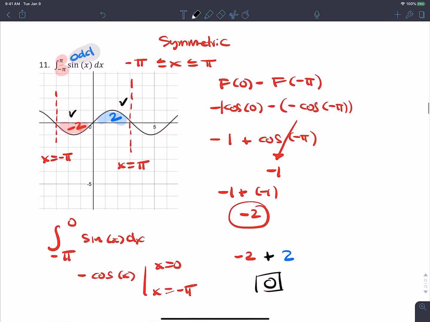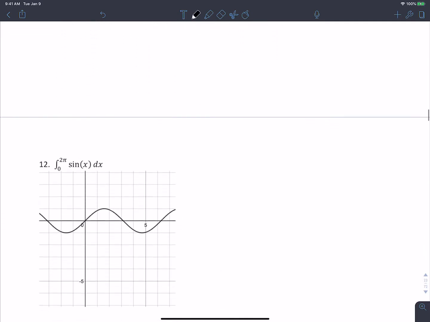Take a look. I wanted to piece it together. You don't have to do this piecewise. You could just find the antiderivative and use the fundamental theorem of calculus part 2. But when you have absolute values, yes, you do have to use piecewise. There's no other choice there. Okay, you guys okay with that? And this is how we evaluate these.